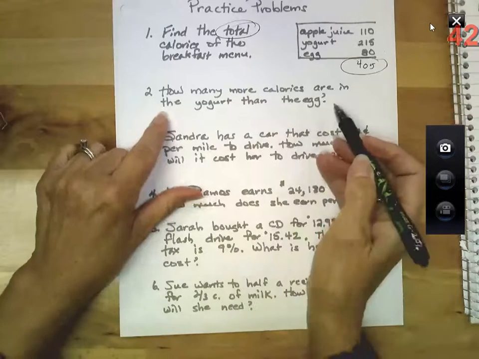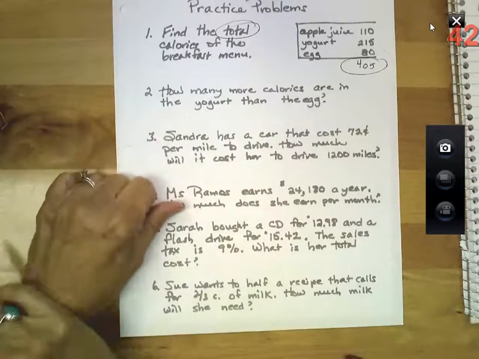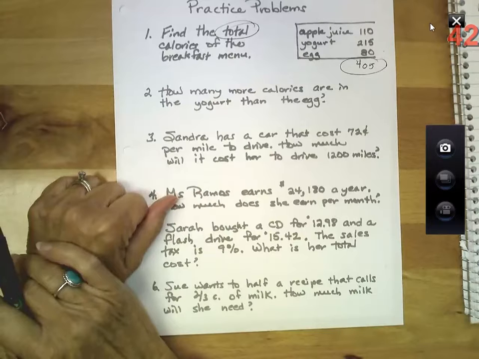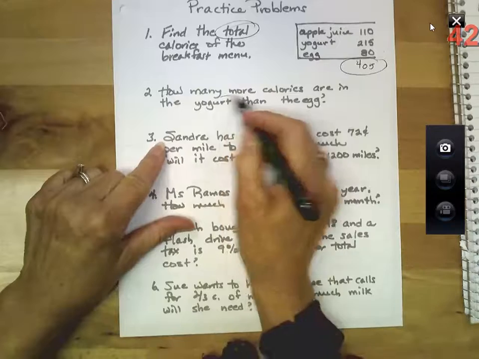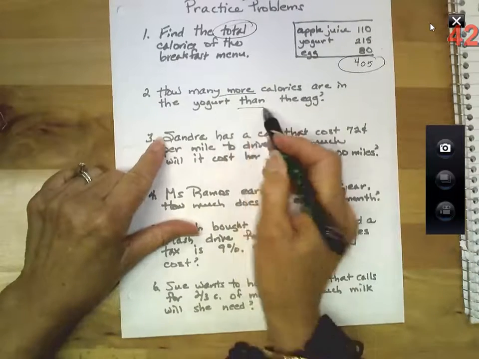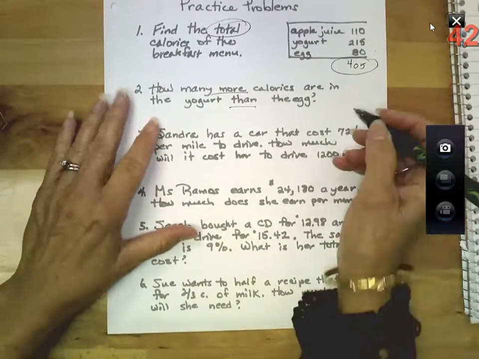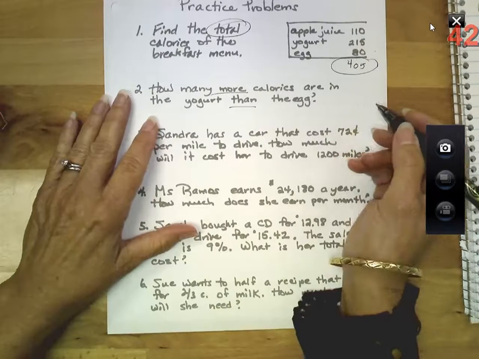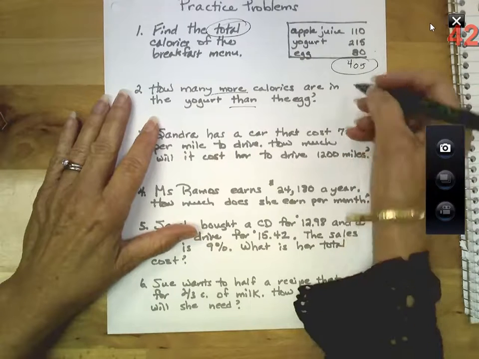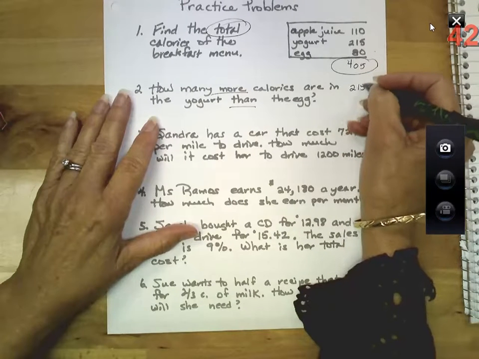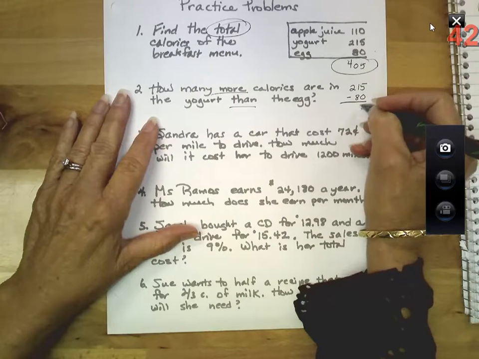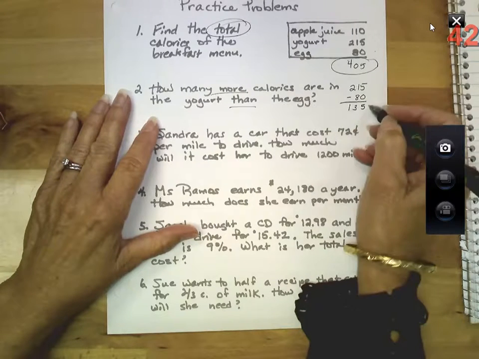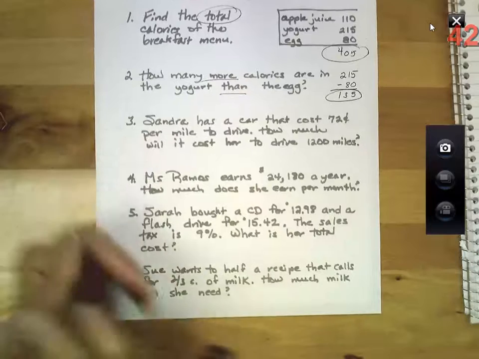Now, how many more calories are in the yogurt than the egg? What word in this kind of tells you what you're supposed to do? How many more? Yogurt than the egg. So in this case, the more means to subtract. So 215 minus 80. Okay, so I got 135.